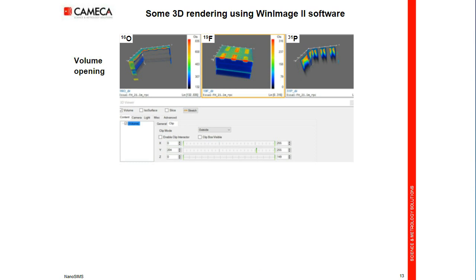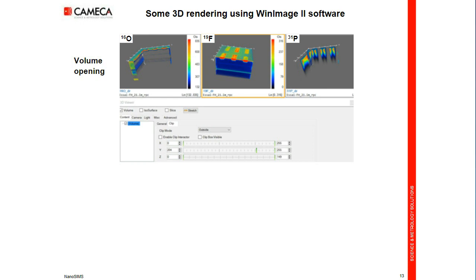The dataset from the previous example can then be rendered in 3D, opened, rotated, coded in different colors for understanding the 3D structure. With a depth resolution on the NanoSIMS of 10 to 20 nanometer, and a lateral resolution here in this case of 100 nanometer. So it will be 50 nanometer at best.